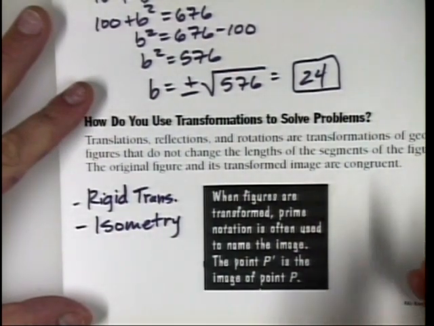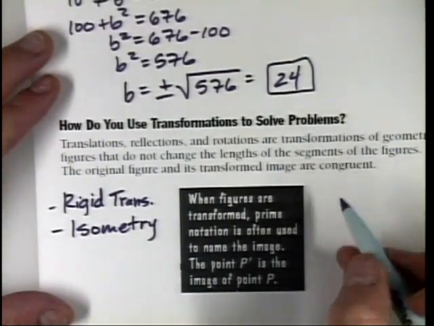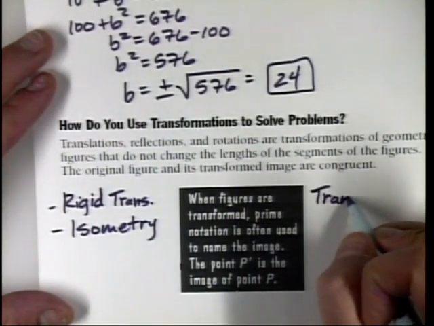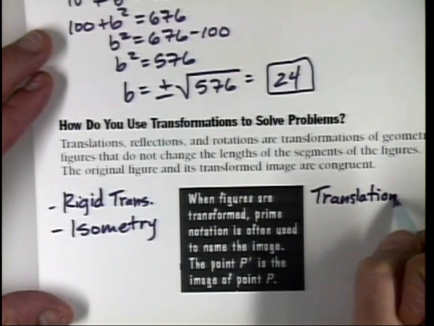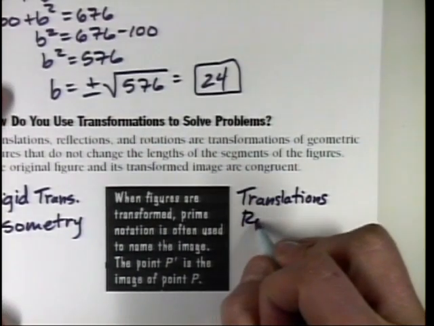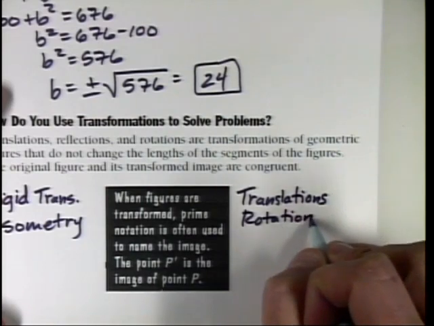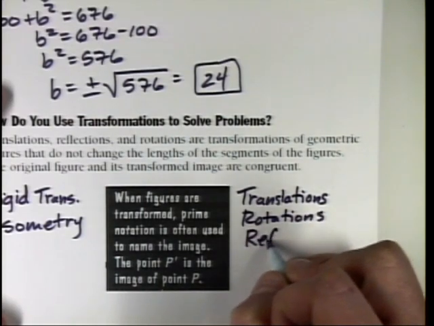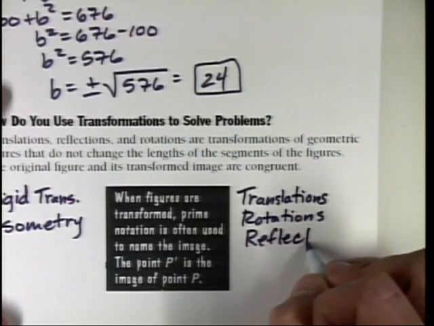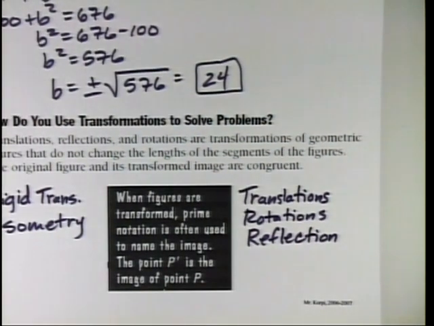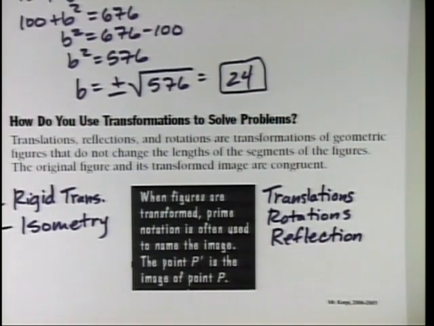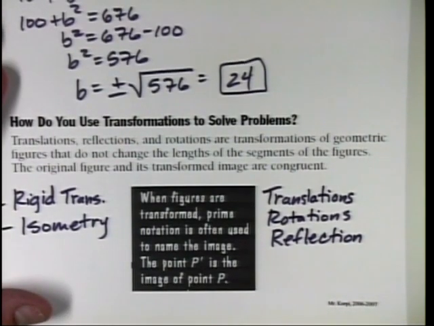Okay? We had three types. We had translations. That was one type. We had rotations around a fixed point. And we had reflections across a given line. Now the TAKS test is probably going to deal with transformations, these rigid transformations on a coordinate plane. And so here's a nice little thing to remember.